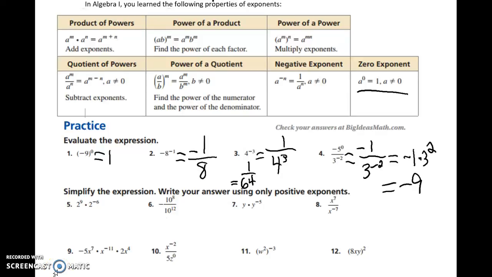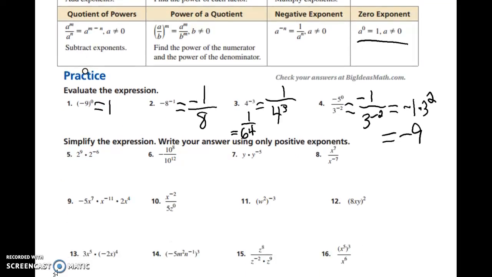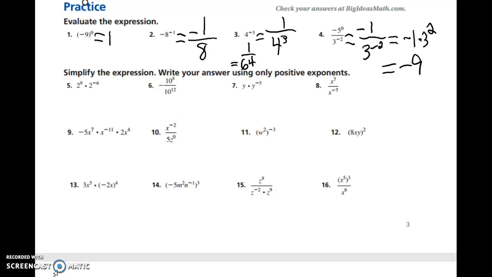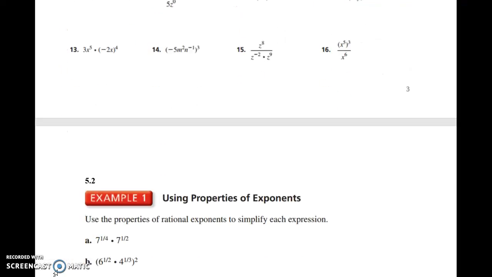So in class tomorrow, we'll look at 5 through 12, and you can use the practice problems 1 through 4 and the properties to help you solve those. 1 through 16.